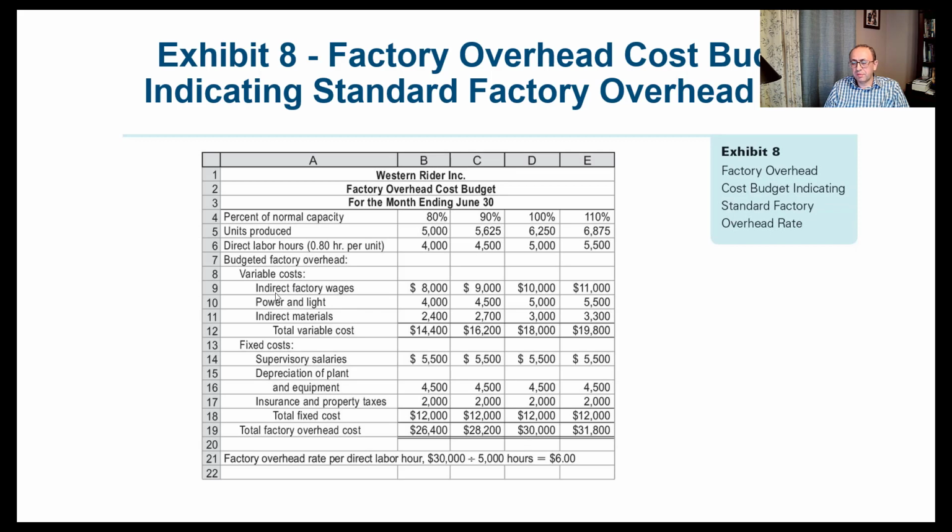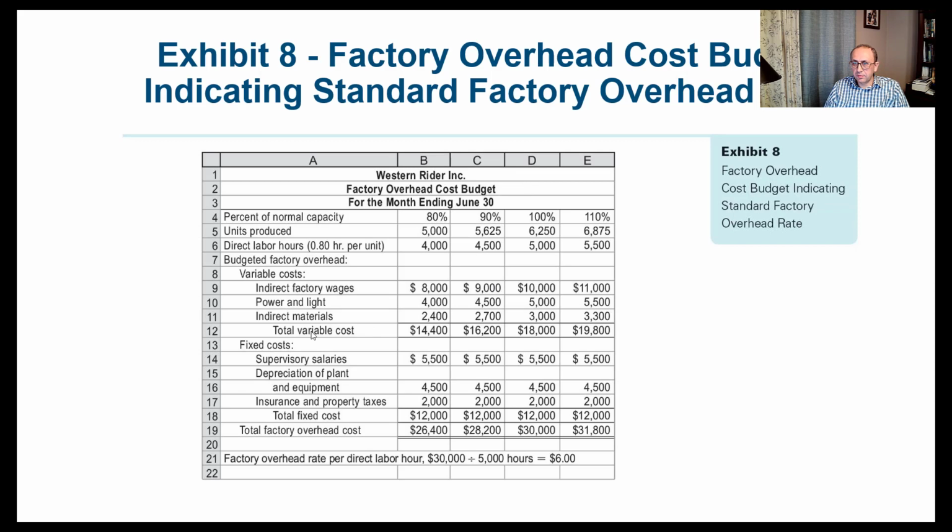In the variable cost we have the indirect factory wages, the power and light, we have the indirect material. But for the fixed costs, we have things that would not change. You see here supervisory salaries, depreciation, and insurance and property taxes. You can see across different percentage of capacities, these values are always the same. In the fourth column, we actually increase that to 110. And in the variable cost section, you see that the factory wages, the power and light, and the indirect material would keep changing based on the percentage.